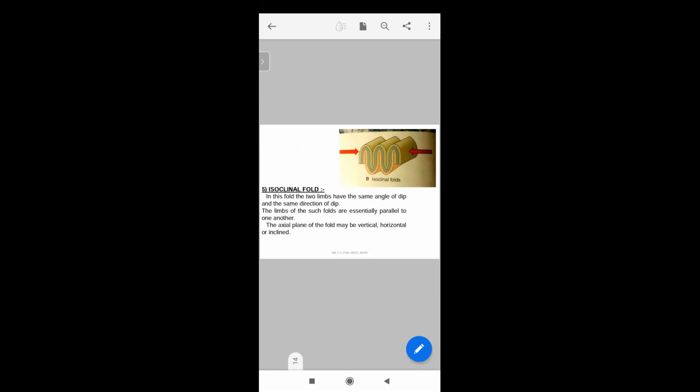आता या ठिकाणी याचे मीनिंग आपण लक्षात घेऊया. What is the meaning? Okay, now here the first thing is that in the isoclinal fold, the limbs of such a fold are essentially parallel to one another. Angle of dip is same in the same direction. Opposite direction मध्ये नसतात, सेम डायरेक्शन मध्ये असतात. कसे? Just a minute, I will show you.